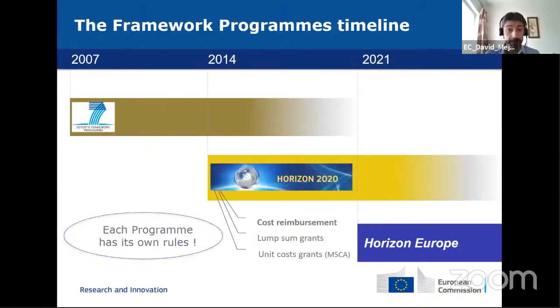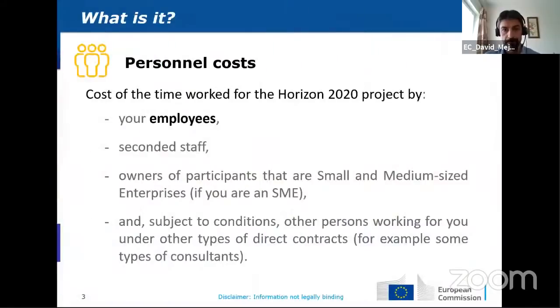fund those costs. But there are also lump sum grants, which is a fixed amount for delivery of the work. And there are also, probably many of you know about those, Marie Curie category grants, which work only on the basis of unit costs. In those cases, those are person months. You see, so there are slightly different cost eligibility conditions depending on the type of grant. We are going to concentrate today, bear in mind, on Horizon 2020 cost reimbursement grants. And those are the rules that we are going to explain now.